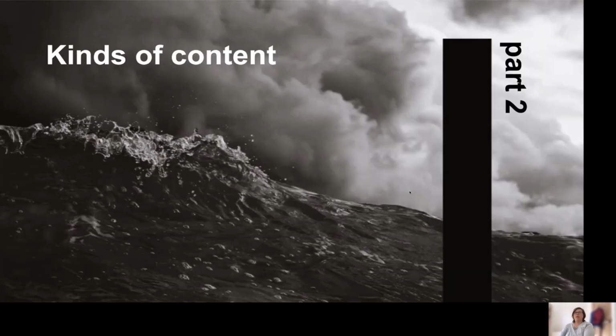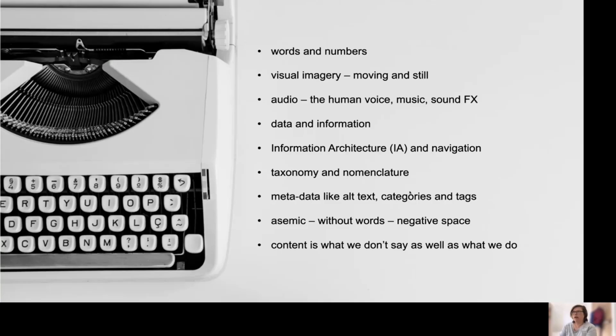So what are the types of content? And I've just got a list here. So usually when you say content design, people think about writing for the web. And certainly content is words and numbers, but content can also be visual imagery, and that's moving and still imagery. It can be audio, whether that be the human voice, music, sound effects.